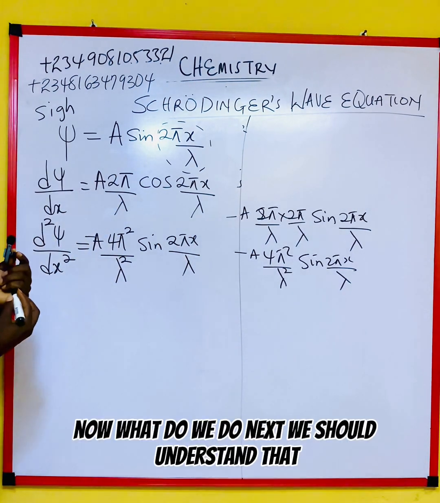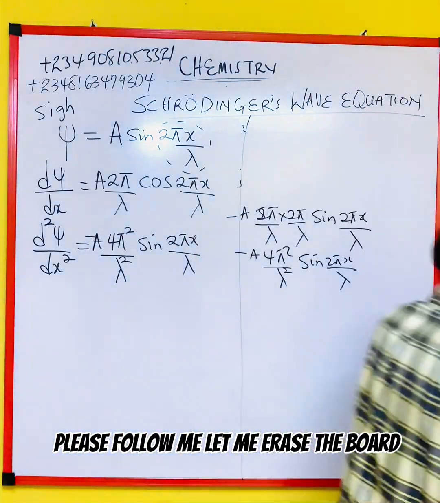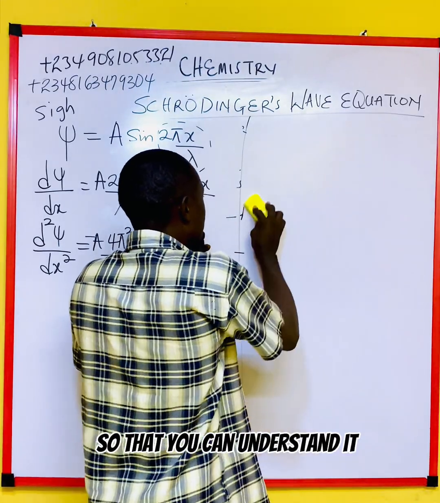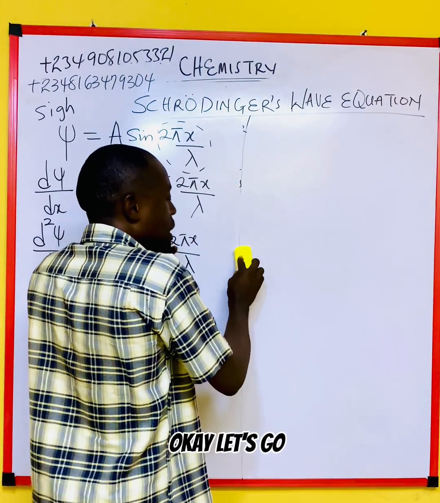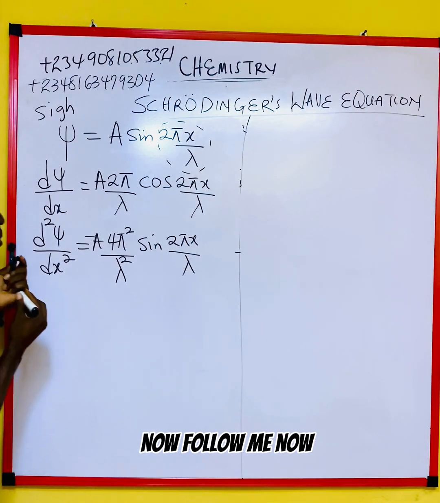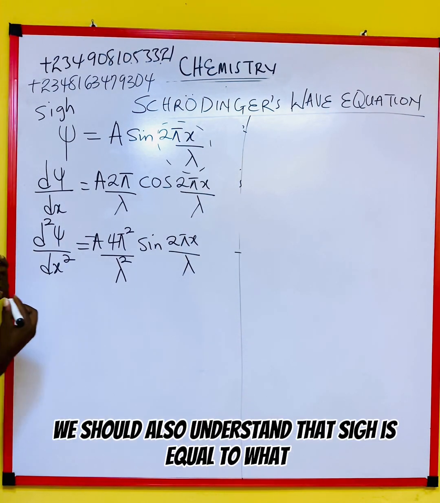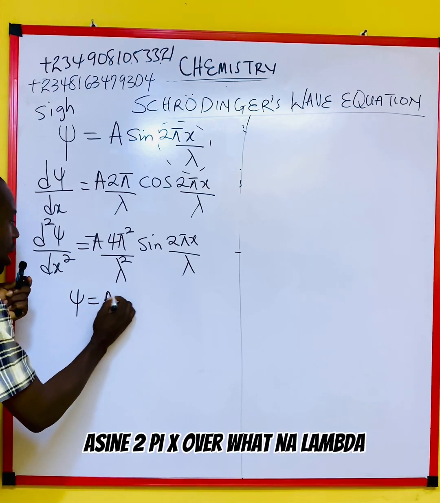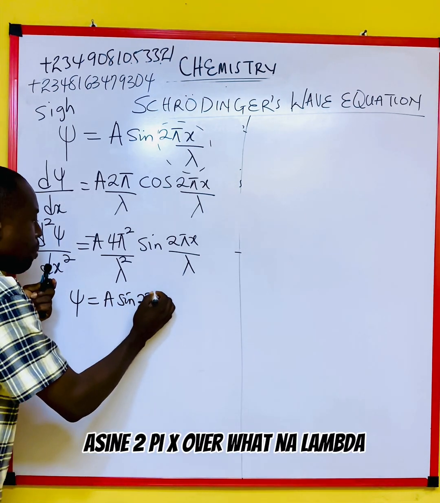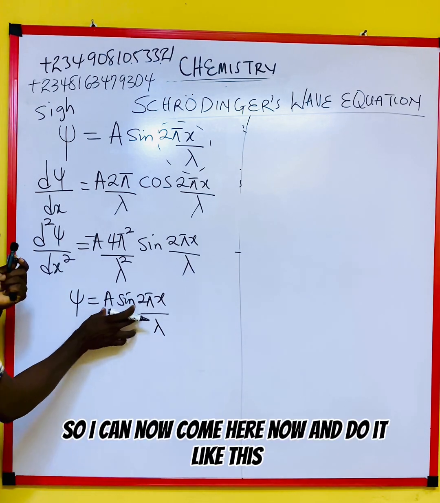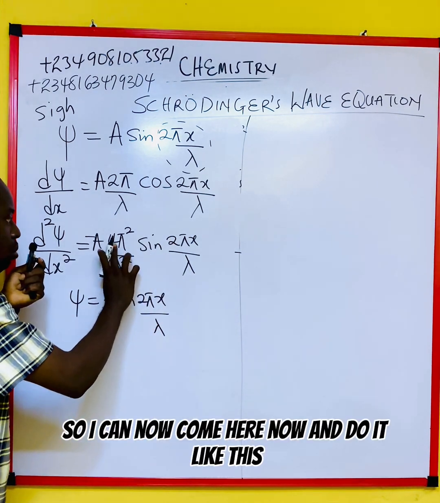Now, what do we do next? Please follow me. Let me erase the board. I just have to illustrate this so that you can understand it. Okay, let's go. Now, we should also understand that psi is equal to A sine 2 pi x over lambda. So I can now come here and do it like this.